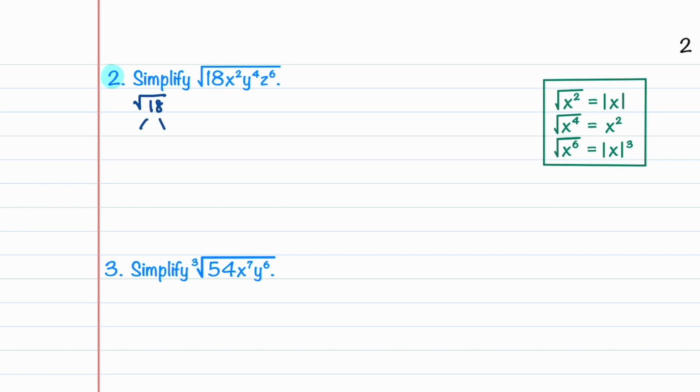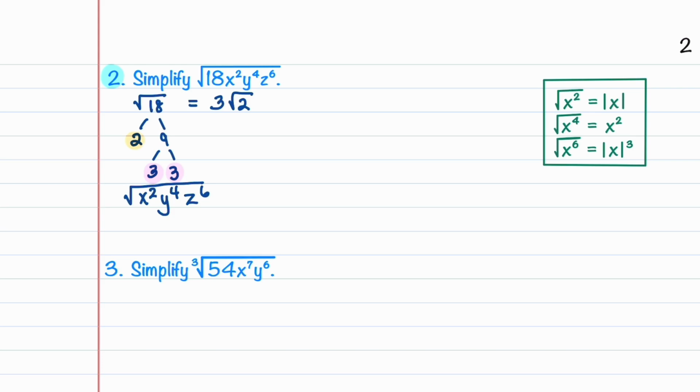We're going to divide that into the factors 2 and 9, and then 9 has the factors of 3 and 3. So we have one pair, and that means we can bring out a 3 because we're taking the square root of that pair. So we have a 3, and then we're going to multiply it by what's left over, and what's left over has to go in our square root. So this becomes 3 square root of 2. Now let's look at our variables. We have the square root of x squared y to the 4th z to the 6th.